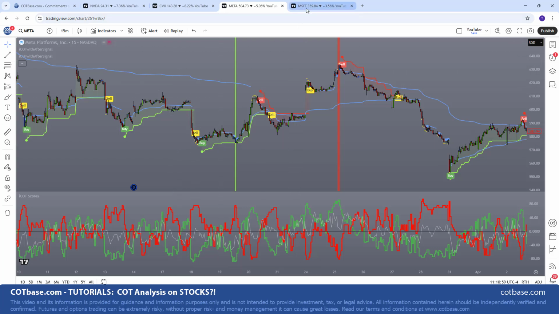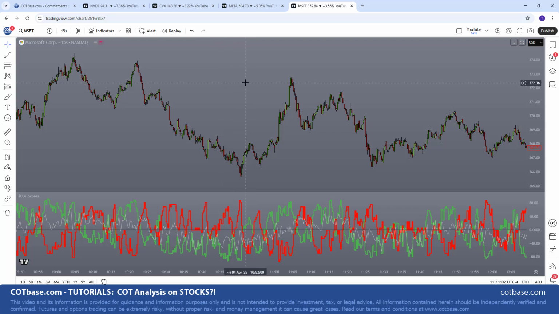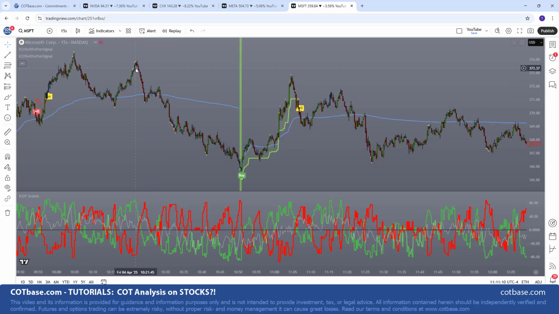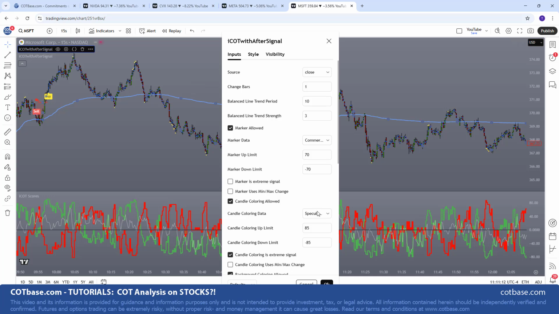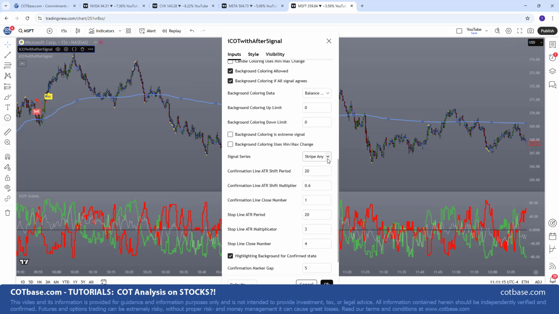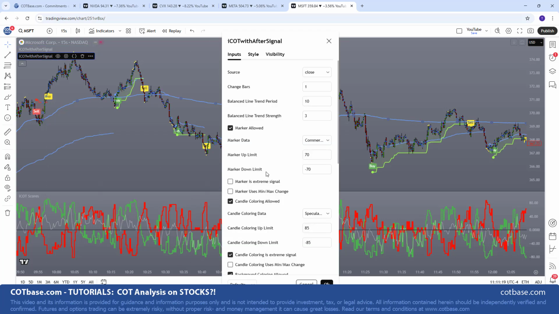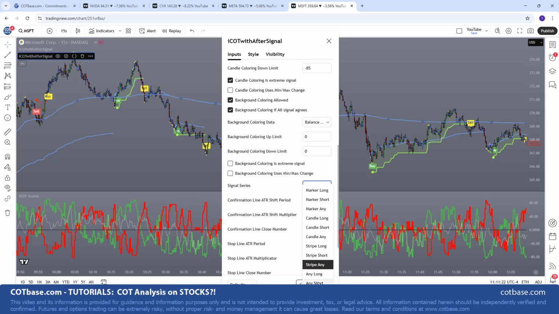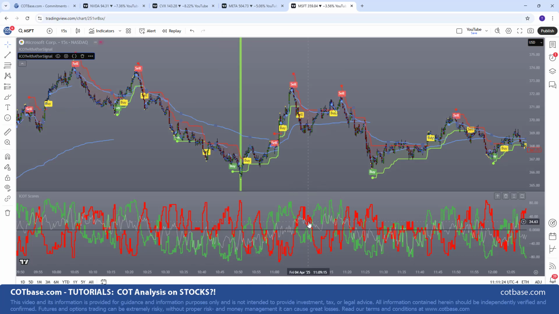And last but not least, something very dynamic. This is going to be a 15 seconds chart on Microsoft. We're going to use the same ICOT intraday indicator with after signal, the more advanced indicator of the two. We're going to focus one on long opportunities and the other one on short opportunities, just to show you that if you are a hardcore day trader, then it is actually something that can help you and benefit you on very, very micro time frames as well.